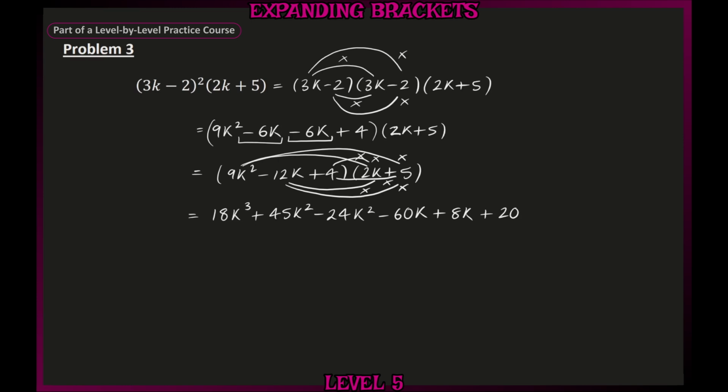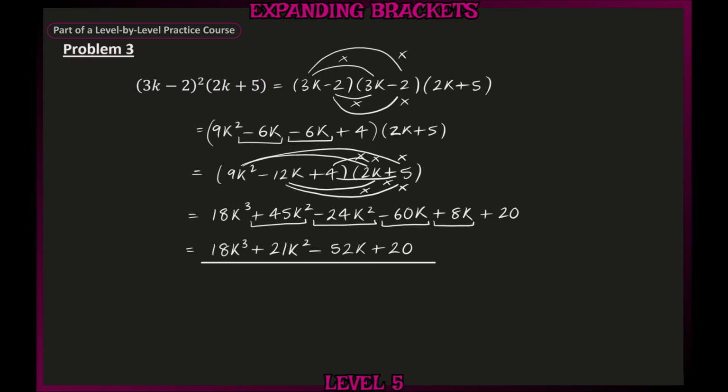To finish, we just collect together any like terms that we have. So we have 18k cubed, the plus 45k squared and the minus 24k squared are like terms, so we can collect those together. And since 45 minus 24 is 21, we have plus 21k squared. We can also collect together the minus 60k and the plus 8k, which gives us minus 52k, and we still have that plus 20 on the end. So our final answer to problem 3 is 18k cubed plus 21k squared minus 52k plus 20.